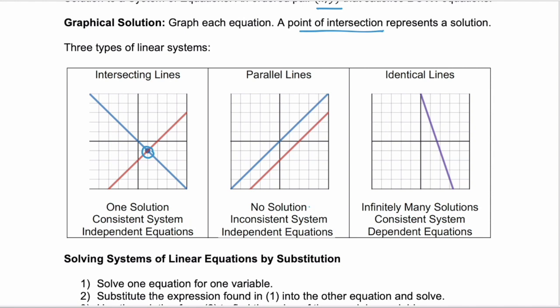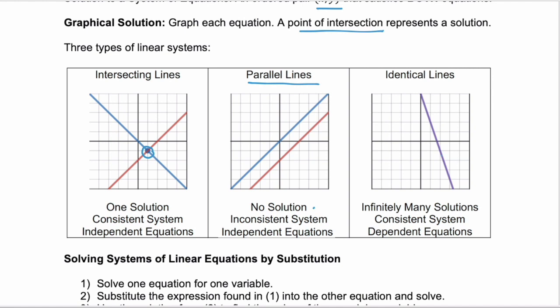The second possibility is when you have parallel lines. Remember that parallel lines never cross, therefore there's no solution. This would be an inconsistent system because there is no solution, and the equations are independent of each other.